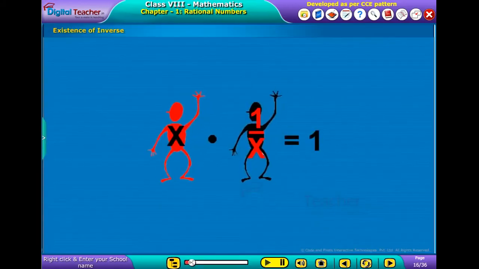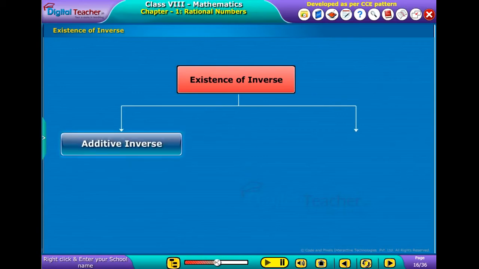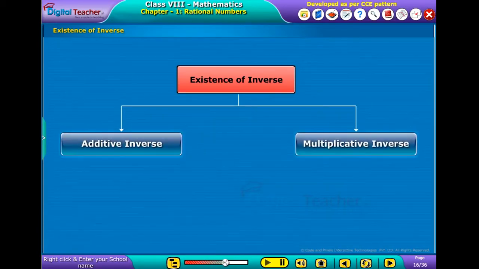Existence of inverse. Existence of inverse is of two types. They are additive inverse and multiplicative inverse. Click each tab to know more.